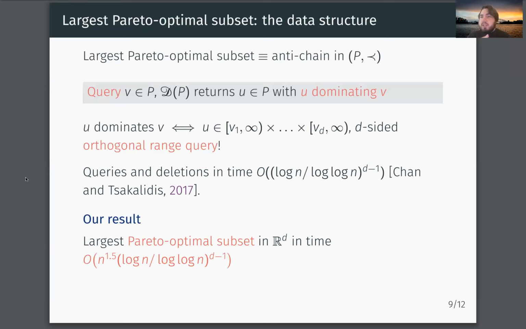And so if you just plug this into our framework, then we immediately obtain that you can compute the largest Pareto-optimal subset in time n^1.5 times log n over log n to the d minus 1. Now, as I mentioned earlier, in the plane this can actually be done in n log n time, but as soon as you go to 3 dimensions or even higher, it's not clear how to get something that's near linear. So the fact that the dimension only appears in the polylog factors is surprising.